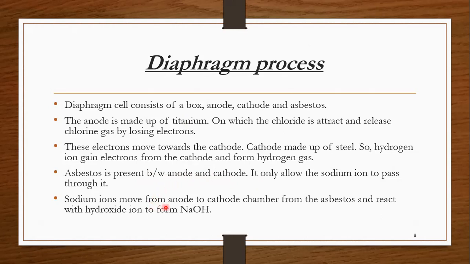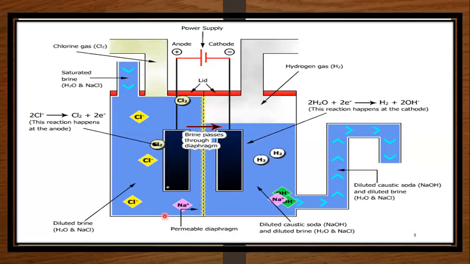Sodium ions move from the anode chamber through the asbestos to the cathode chamber and react with hydroxide ions to form sodium hydroxide. Here is a schematic diagram in which, in this chamber, there is a concentrated brine solution, and in this chamber there is water.